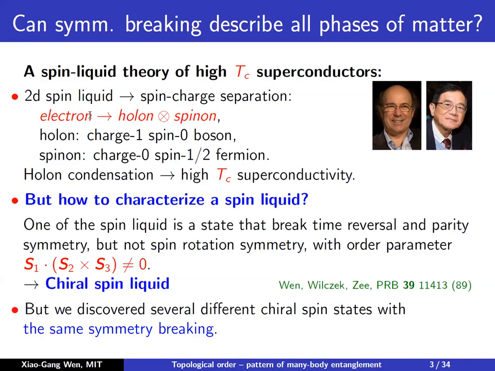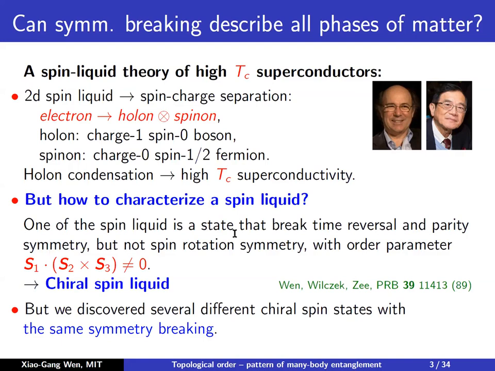Okay. And so a spin liquid state is a liquid, so it looks like it does not break any symmetry because the spin orientation is disordered. There's no symmetry breaking. So at the beginning, there was an issue of how to characterize a spin liquid. We found in 1989 that a spin liquid can be characterized by an order parameter, which is S1 dot S2 cross S3, that is, three spin vectors. And this order parameter detects parity and time reversal symmetry, but does not detect spin rotation symmetry. So we are still thinking in terms of Landau theory. And then we found a spin liquid called the chiral spin liquid, which breaks time reversal and parity, but not spin rotation. And this is a way to describe a spin liquid at that time.